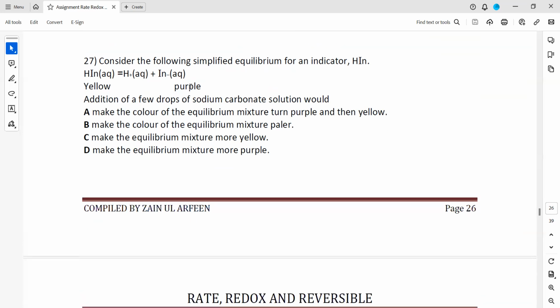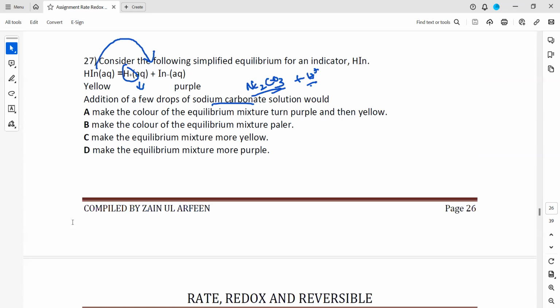Consider the following simplified equilibrium for an indicator, where they give a molecule of the indicator. Addition of a few drops of sodium carbonate. So when sodium carbonate is there, Na2CO3, acid can react with carbonate. So what will happen? The hydrogen ion will react with carbonate, so the amount of hydrogen ion in the solution will decrease. If the amount of hydrogen ion in the solution decreases, where will the equilibrium shift? Equilibrium will shift towards the right hand side.